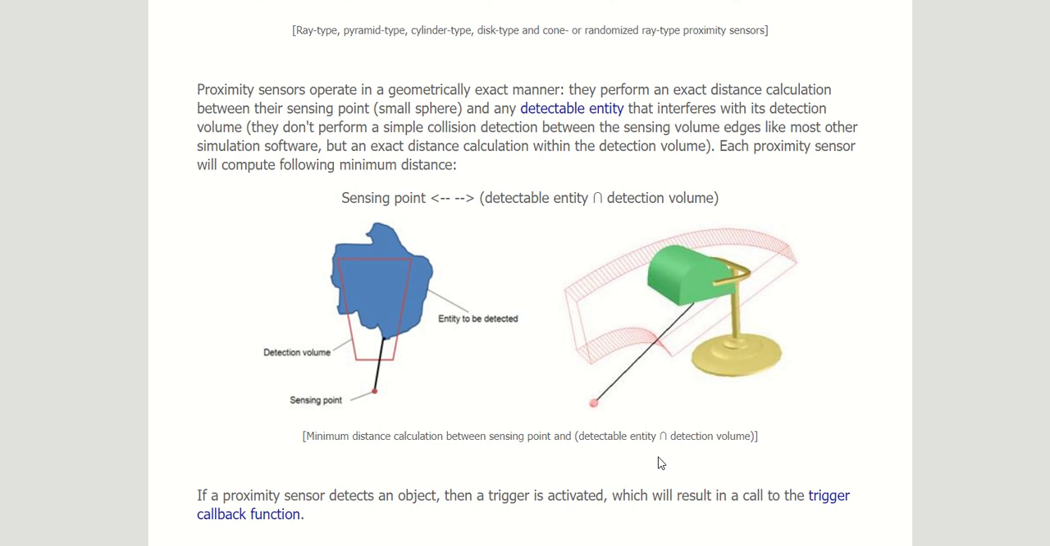Now, if the proximity sensor detects an object, then a trigger is activated, which will result in a call to the trigger callback function. Right? There is something called the trigger callback function that we will be understanding in the upcoming time.